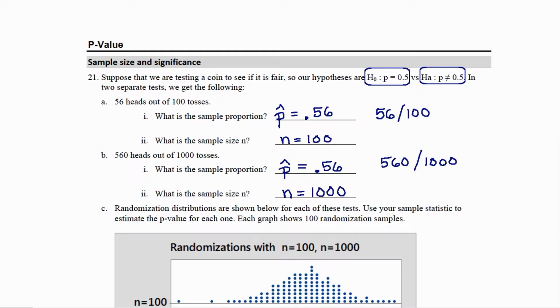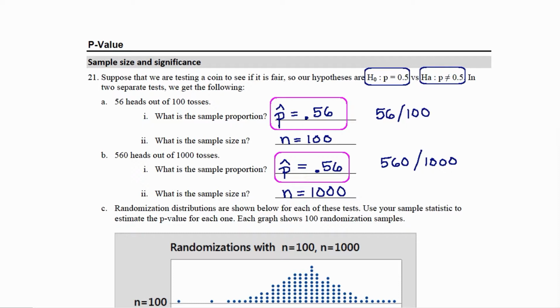So what we're going to investigate, first we'll just take our guess based on what we've learned so far and what our intuition is. If we get p hat equals 0.56 in both cases, do they both present the same amount of evidence that this coin is not fair?